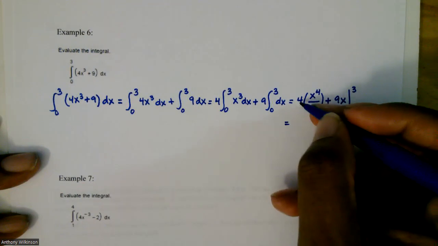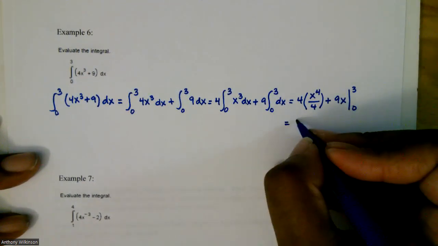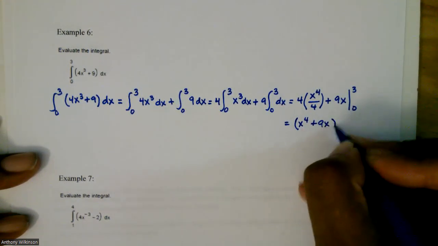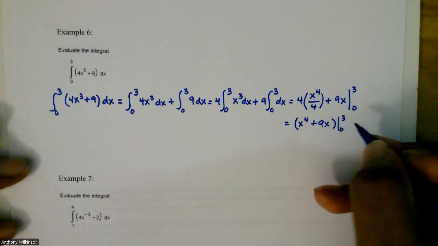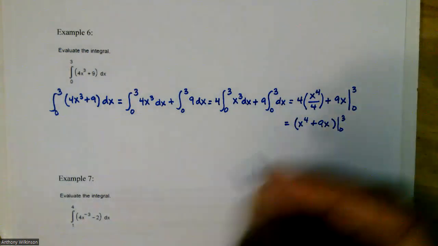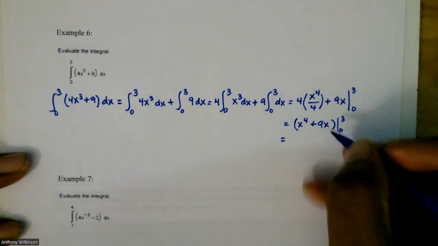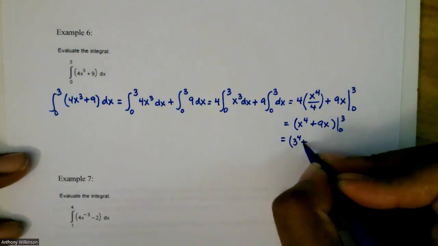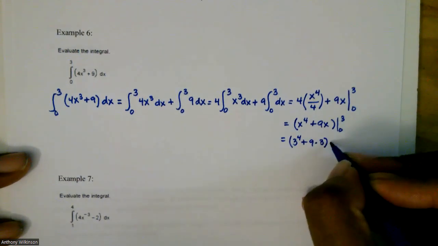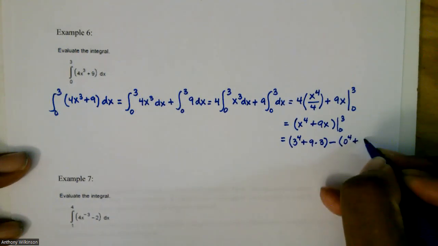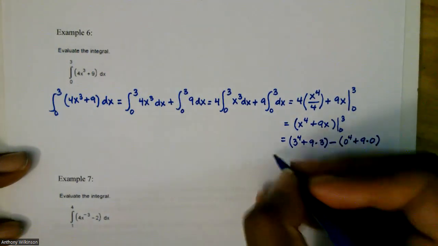So that means here, if I simplify this, the 4 is divided out, I'll be left with x to the 4th plus 9x. And this will be from 0 to 3. So now I'm going to do the upper limit minus the lower limit. In this case here, the upper limit is 3. So this will be 3 to the 4th plus 9 times x, which is 3, minus the lower limit, which is 0. So this will be 0 to the 4th plus 9 times 0.